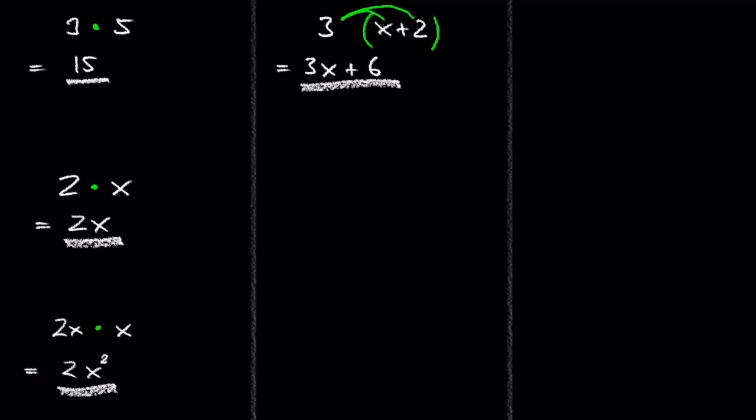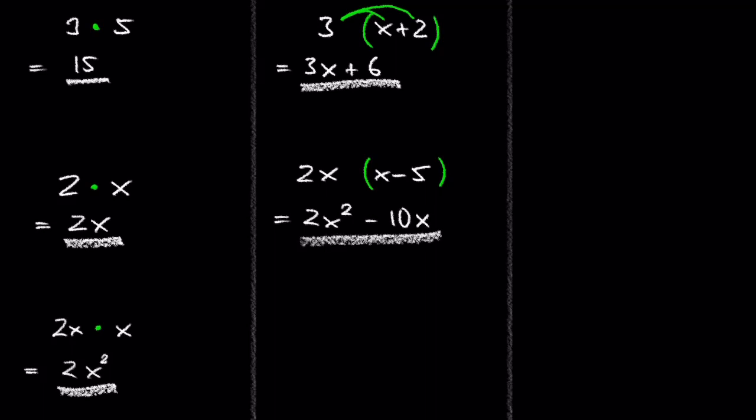What about this example? 2x times x minus 5. Again, multiply the 2x by the x, which is 2x squared, and multiply the 2x by the negative 5, which is negative 10x. Don't forget the negative sign. So we get 2x squared minus 10x.